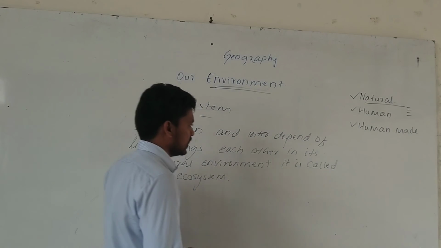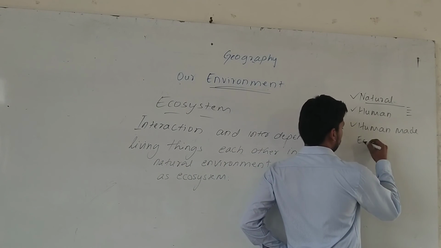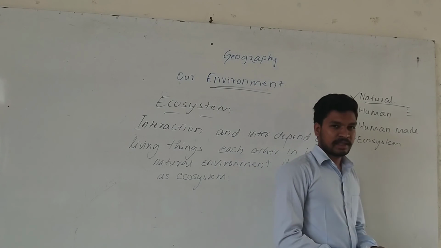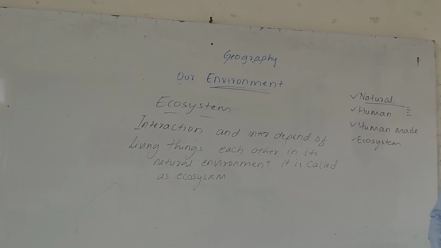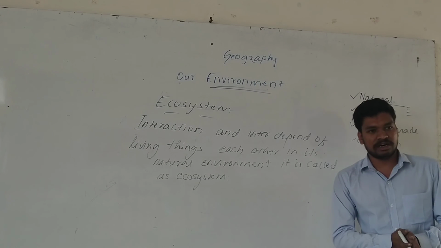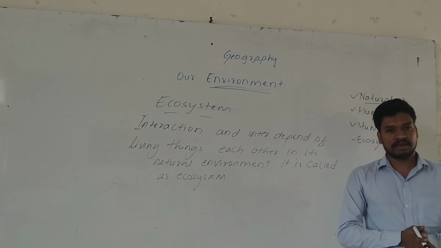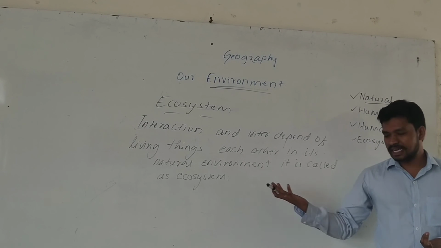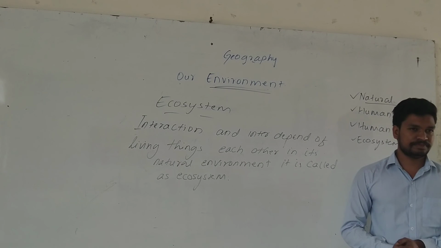Is it clear? So next, the fourth concept we discuss is about the ecosystem. What is this concept? It's an interaction and interdependence of the living things in its natural environment, the living things and non-living things both.